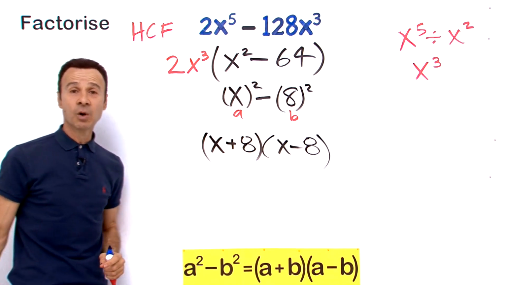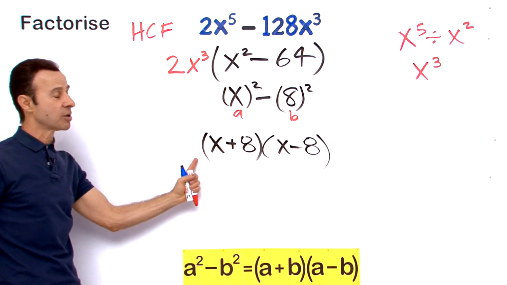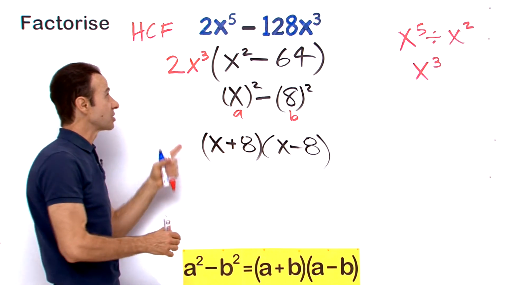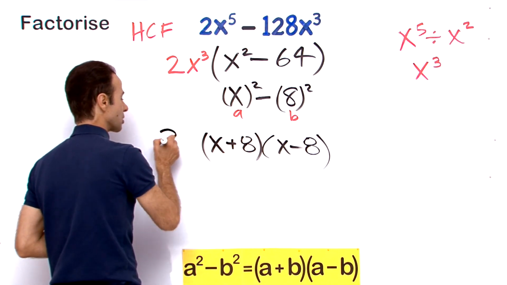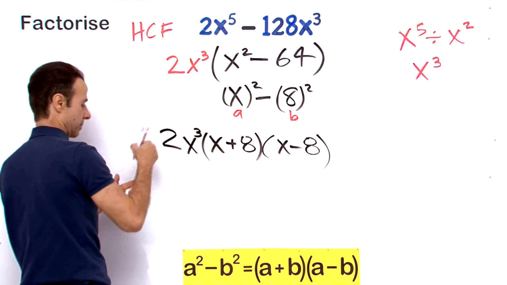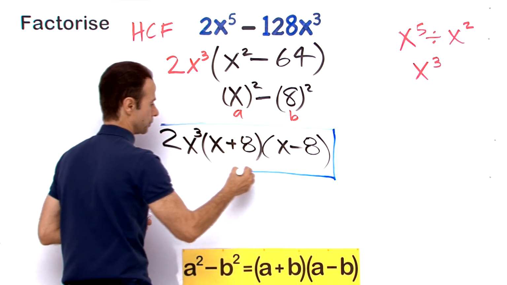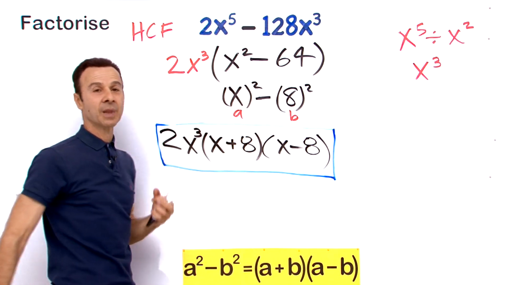We're not finished yet. We want to fully factorize it. We want to take the 2x cubed, drag and drop it to the front, then it'll be fully factorized. So let me just take it, drop it down here. So it's 2x to the power of 3. And there you go.